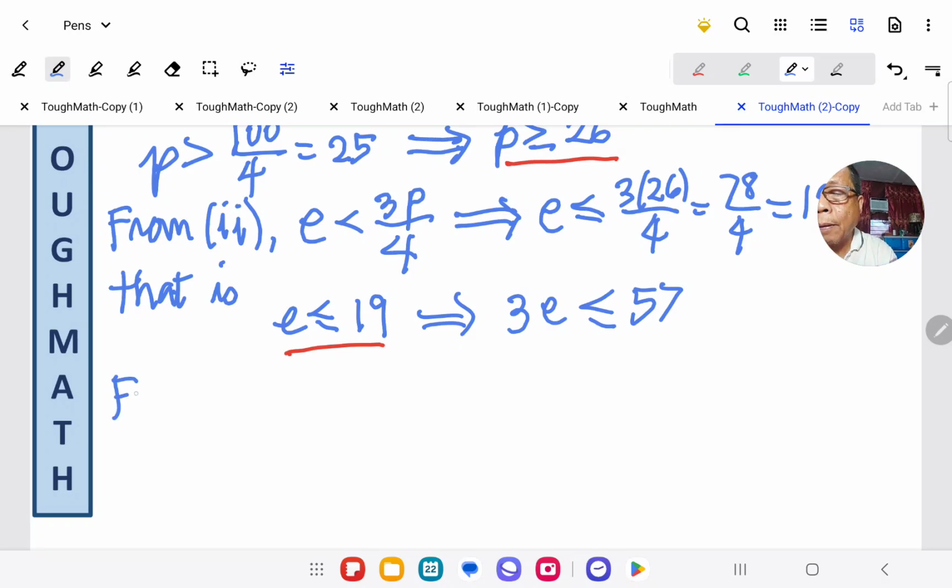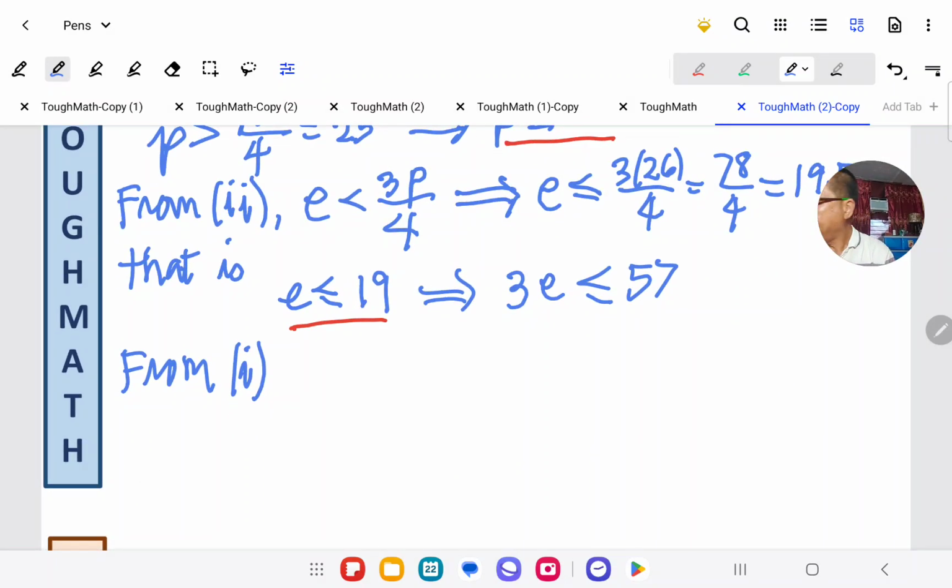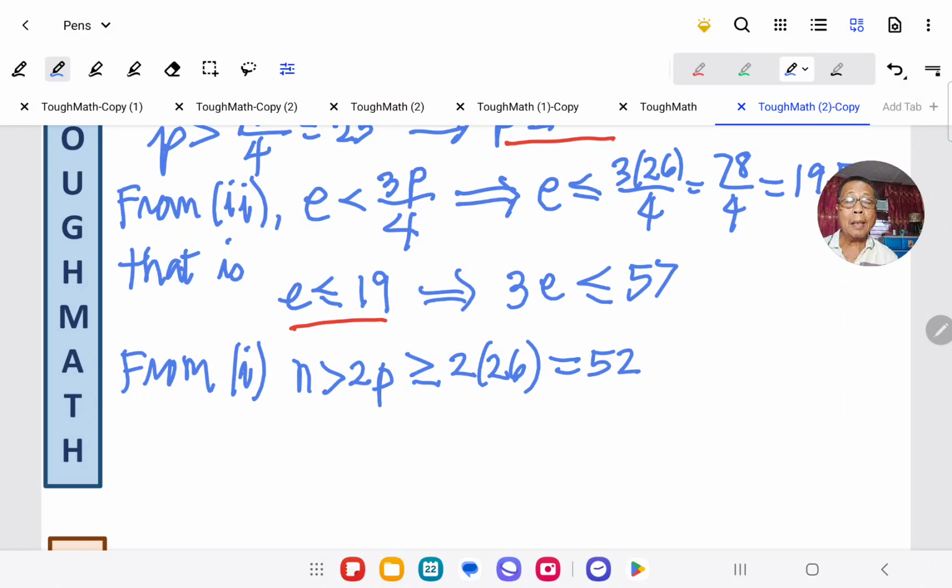Now, from the first inequality, N is greater than 2P, and this is greater than or equal to 2 times 26, which is equal to 52. So N is greater than 52, therefore N is at least 53. Okay, so we highlight again that result.